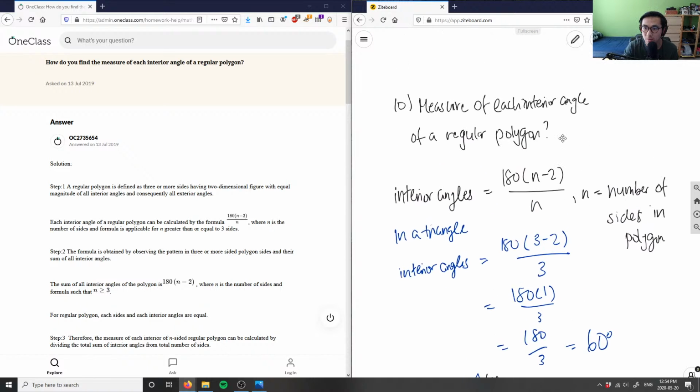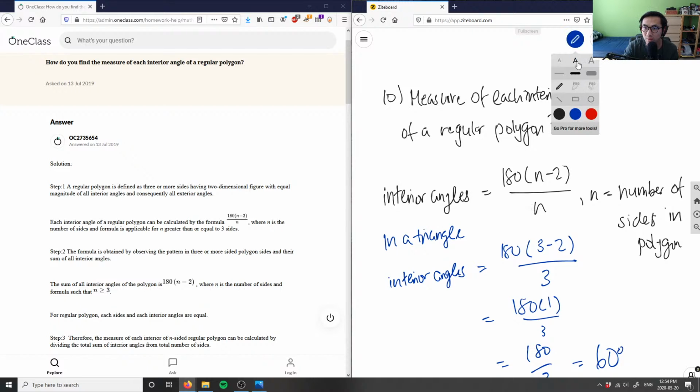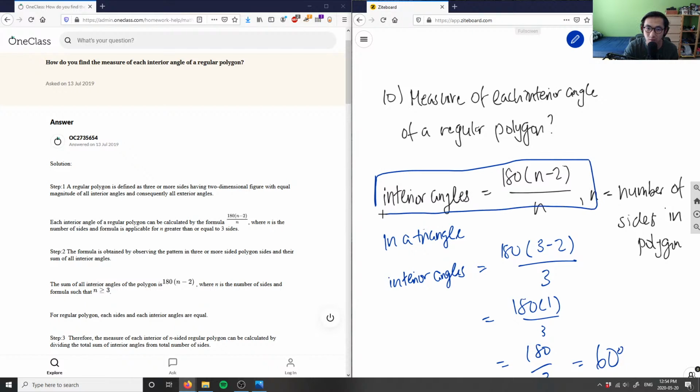So basically this formula helps us calculate the measure of each interior angle only in a regular polygon. If it was an irregular polygon, we cannot use this formula because the angles are all different. This here assumes that my interior angles are all the same in a regular polygon. So again, for example, a triangle is all 60 degrees. In a square, it would be all 90 degrees, and so on and so forth. And this here is the correct solution.